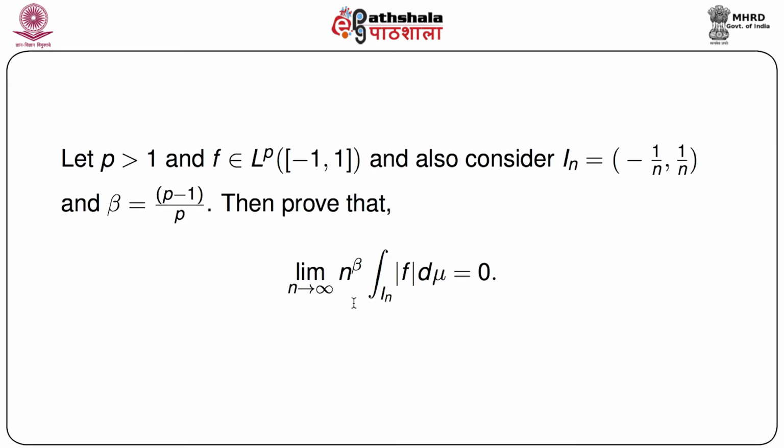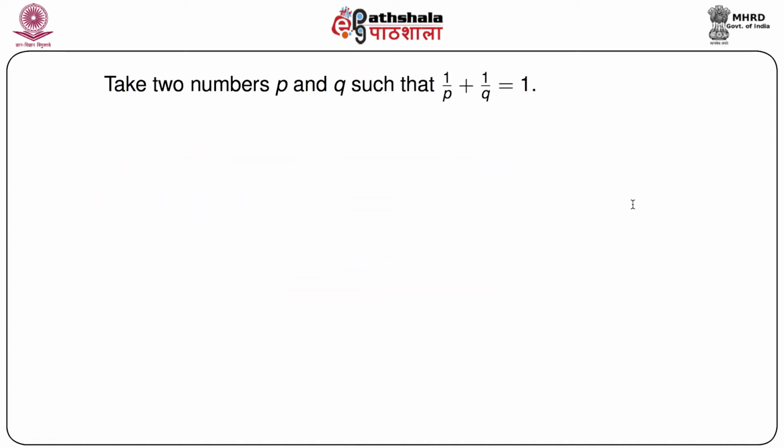All we have to show is that the limit as n goes to infinity of n^beta times the integral over I_n of |f| dμ equals 0. This is very interesting, because I_n is an open interval between -1/n and 1/n, and this is shrinking towards 0, because as n goes to infinity, this open interval will ultimately contain only one value, 0. That we are going to see immediately in the proof. So how to prove this result?